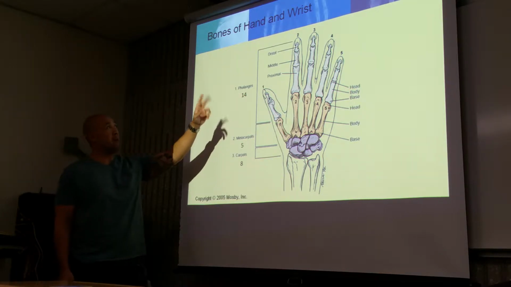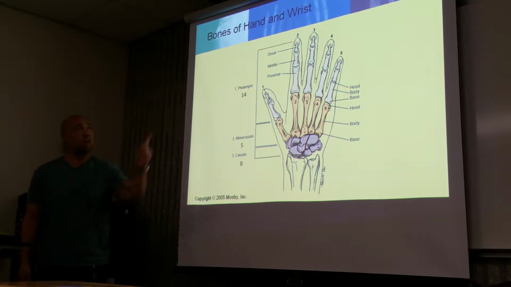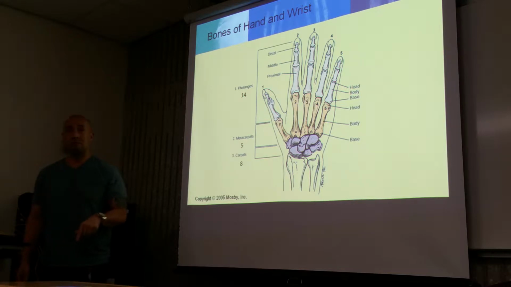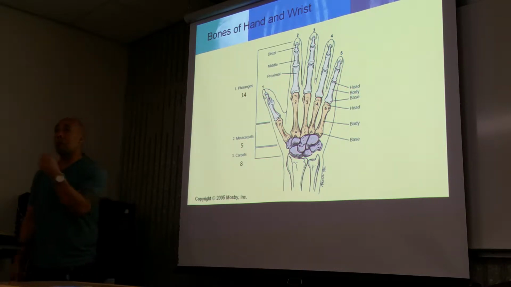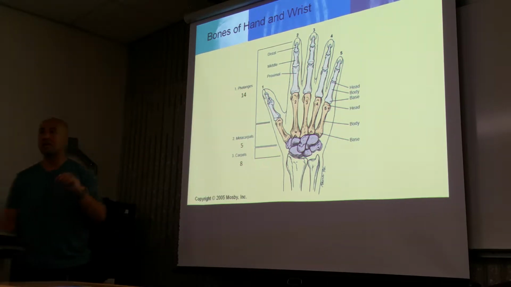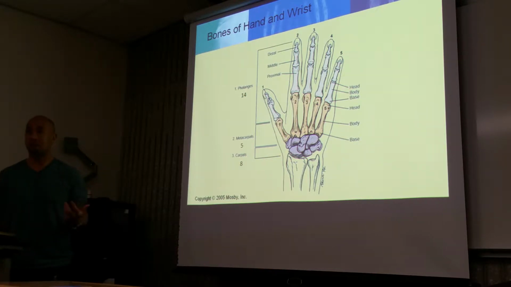You will notice here that you have a distal, a middle, and a proximal from fingers 2 to 5. The thumb only has 2. The first digit, which is the thumb, only has 2. It has a distal and it has a proximal. It doesn't have a middle.